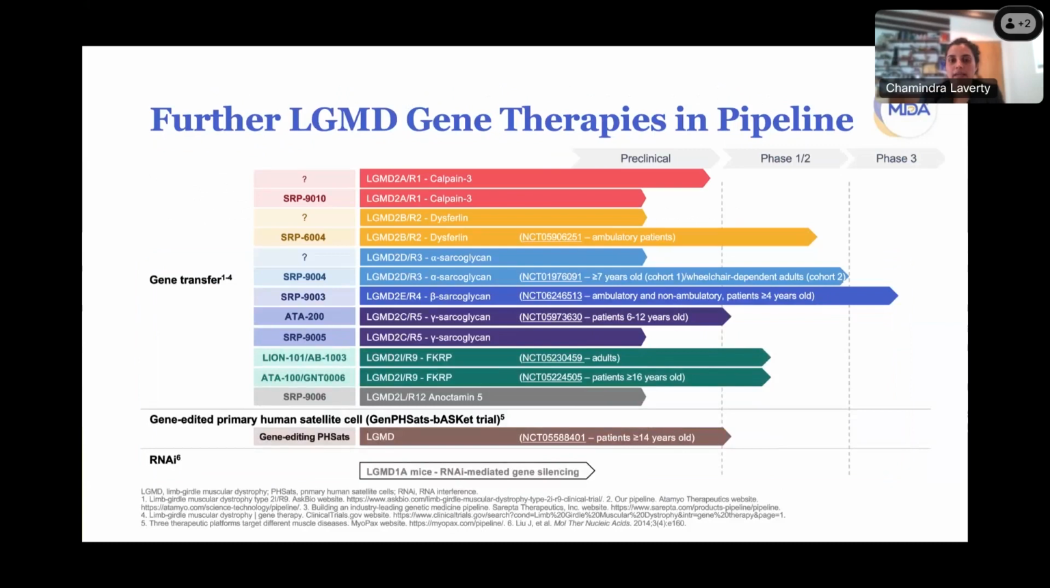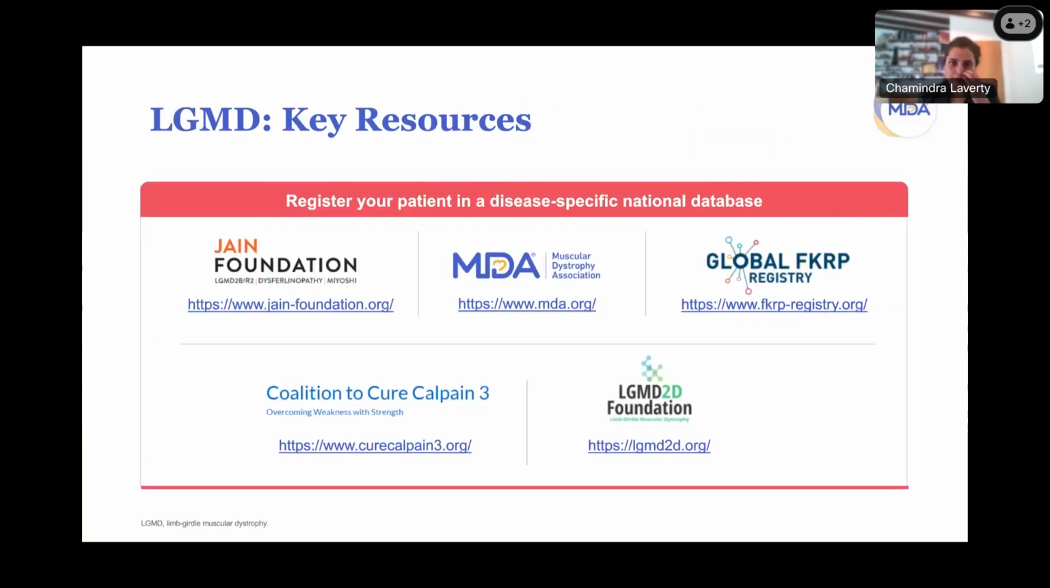And this shows you how limb-girdle muscular dystrophy is looking in the spectrum in terms of what's coming down the pipeline. You can see that Sarepta and Atamyo are in the field trying to develop treatments for these types of diseases. And here are some resources that can be very helpful. There are some wonderful disease-specific patient advocacy groups, as well as the MDA that is much more disease agnostic, but has had a hand in limb-girdle muscular dystrophy for a very long time.